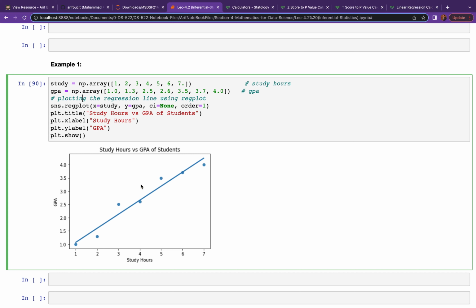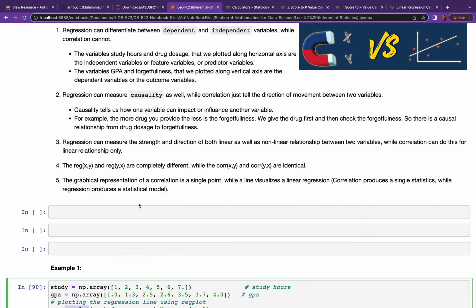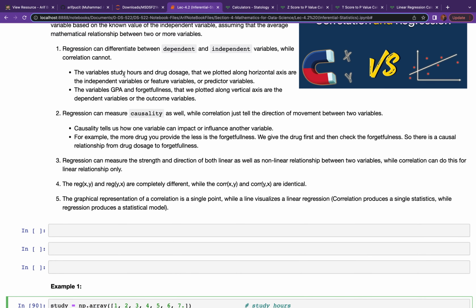Okay, so the only difference between this graph and the previous one is that I have used the reg plot method, which has plotted a regression line as well. So we will soon see how we can plot this line using a linear regression model. For the time being, just note that the first difference between correlation and regression is shown over here. Regression can differentiate between dependent and independent variables, while correlation cannot.